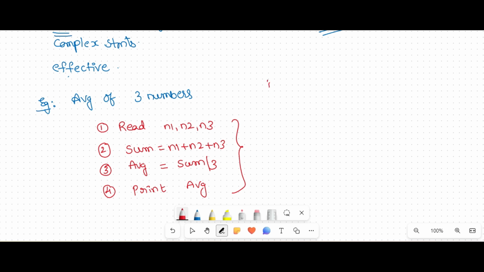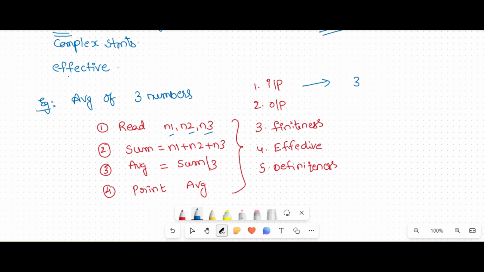Now what are our properties? Our properties are, first one is input, second one is output, third one is finiteness, fourth one is effectiveness, fifth one is definiteness. Now we will check whether these properties are satisfied or not. First one, input. How many inputs is it taking? 3 inputs. Yes, it is satisfying. So input can be 0 or 1 or 2 or any number of inputs.